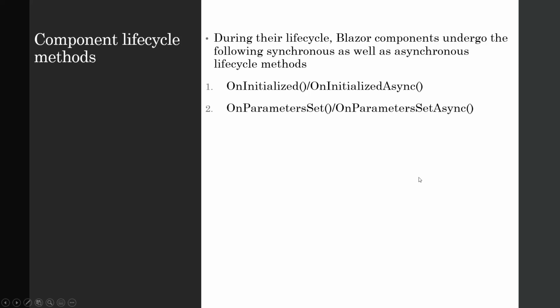The next method is OnParametersSet or OnParametersSetAsync, the synchronous method and the asynchronous equivalent. This method is invoked when the component has received parameters from its parent in the render tree and the incoming values have been assigned to properties. Finally, OnAfterRender or OnAfterRenderAsync. These methods are invoked each time after the component has been rendered. We'll now flip over to Visual Studio and do some coding to demonstrate them practically.